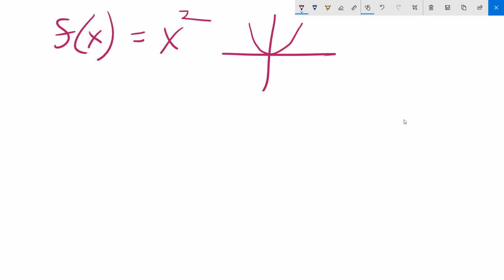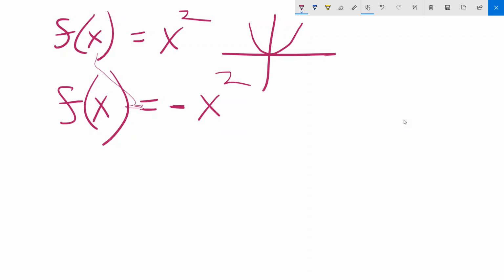So, there are 6 things you can do to the parent function. There's 3 horizontal things you can do, and there's 3 vertical things. So let's talk about vertical stuff. If I stick a negative sign in front of the function, like that, you with me? Yeah. What does it do to the graph? Inverts it. Reflects it over which axis?